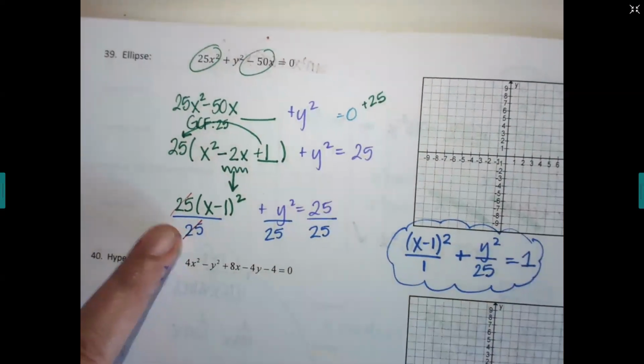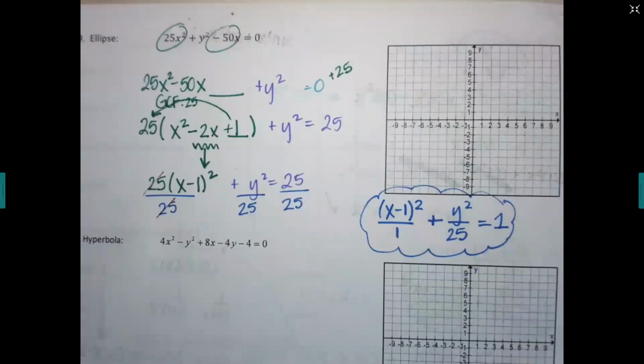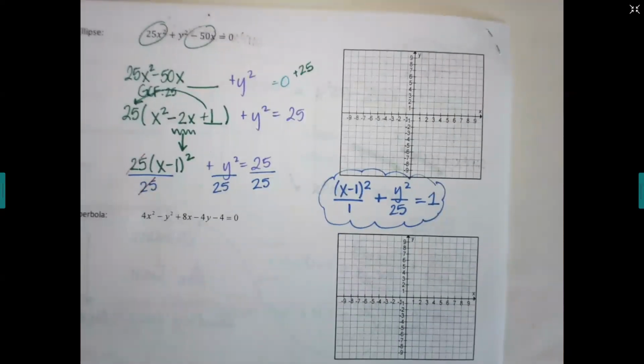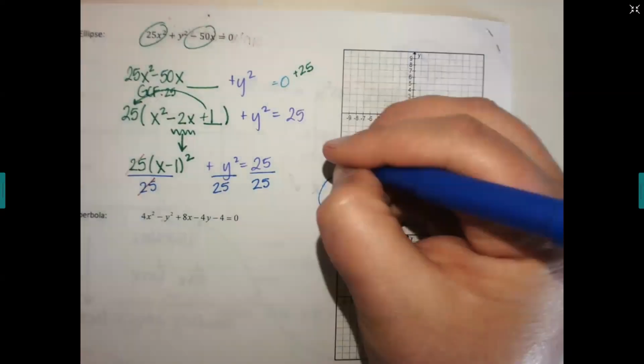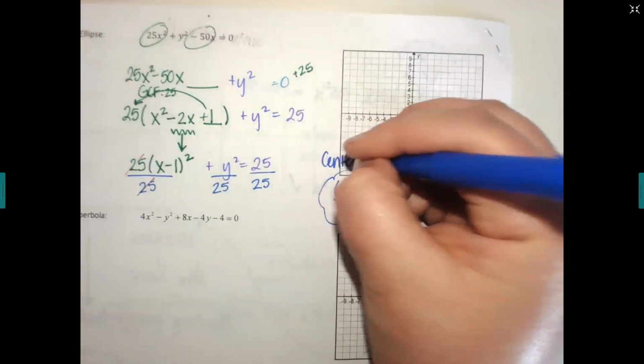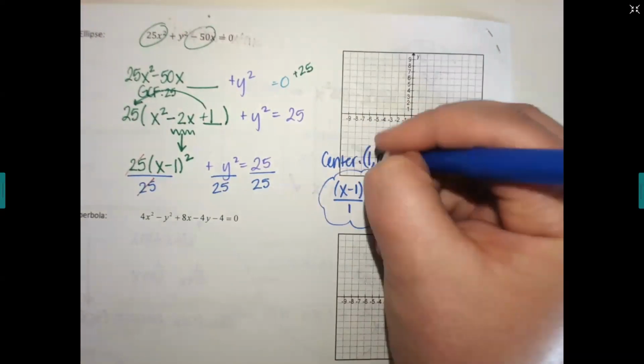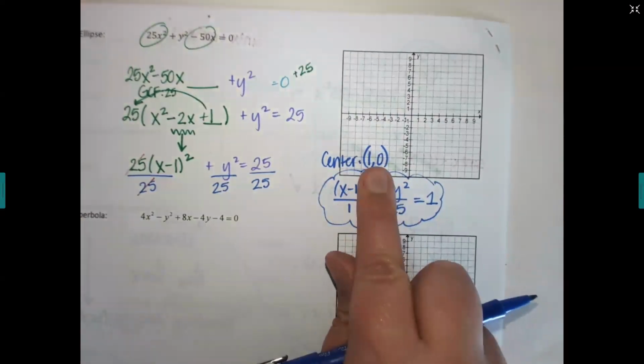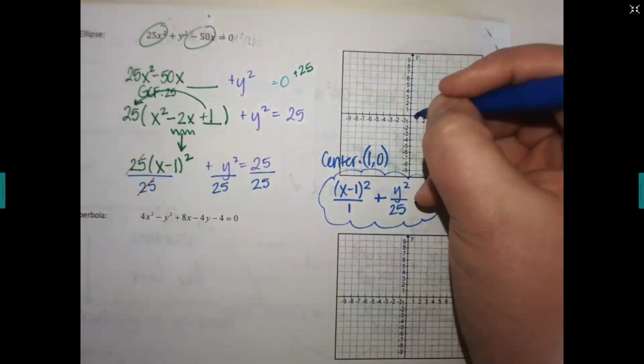Then from there, I can do my center, do my x and y radiuses, and so on. So let's write our center. Our center is going to be 1, 0. Think about if that makes sense. My -1 turns to a +1. My y squared is alone. So 1, 0 is here.